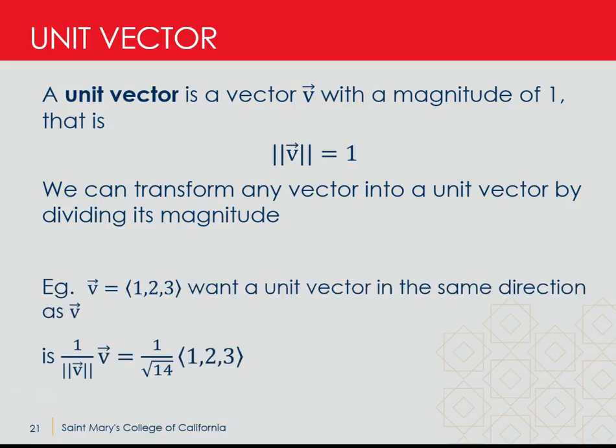So, for example, if we had the vector (1, 2, 3) and we want a unit vector in the same direction, so it's in the same direction as v but just has length 1, we just divide that vector by its magnitude, in this case root 14. So we get 1 over root 14 times the original vector. You can distribute that 1 over root 14, but I'm not sure there's any need to. If anything, I think it makes it look a bit messier. So we get 1 over root 14 times (1, 2, 3), a vector in the same direction as (1, 2, 3) but of length 1.